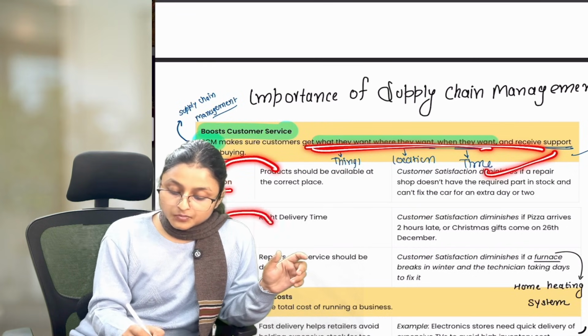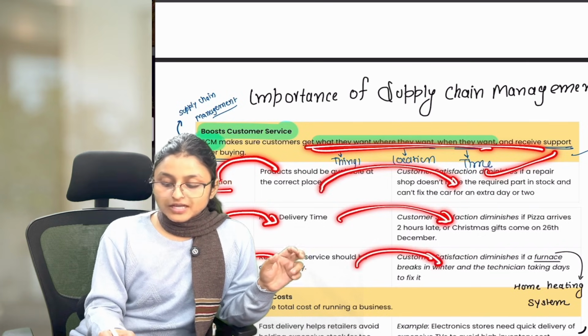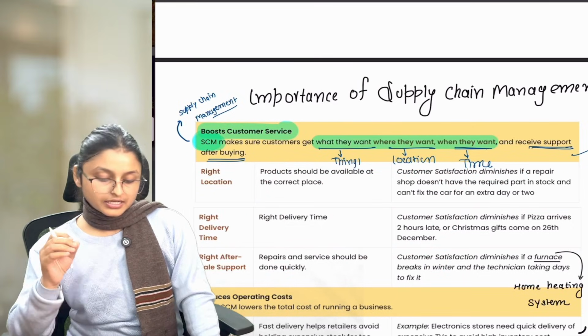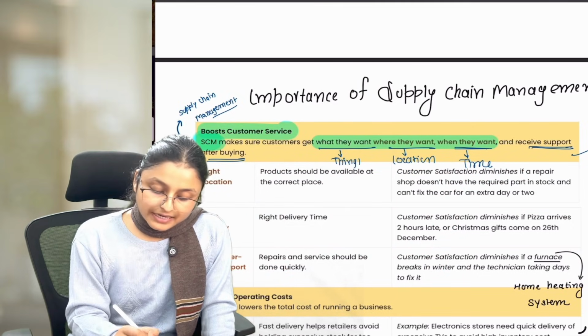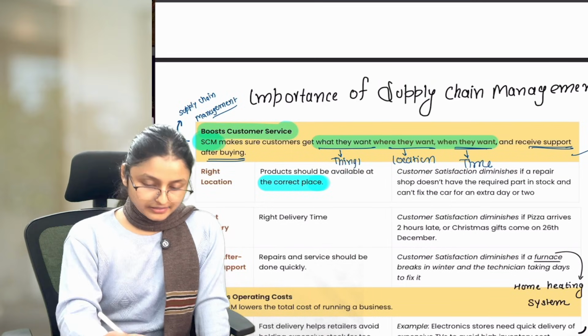You will explain what that means, and then you will give an example of that particular thing. Okay. So, the first thing is right location. That means providing the product at the correct place. Now, let's take an example to understand this.